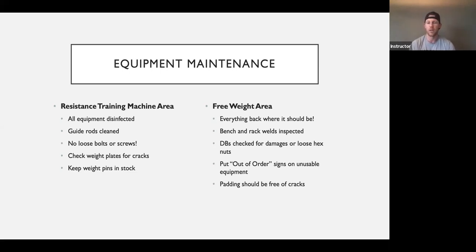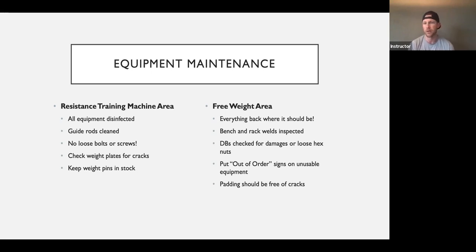Bench and rack welds inspected. So the welding on your actual racks or your benches that holds everything together, we need to make sure that those aren't falling apart. Dumbbells checked for damages. Depending on the type of dumbbell, they might have a hex nut on them. Most of them now are pretty solid, but still just checking that. Putting out of order signs on unusable equipment. Don't just let bad equipment be used.